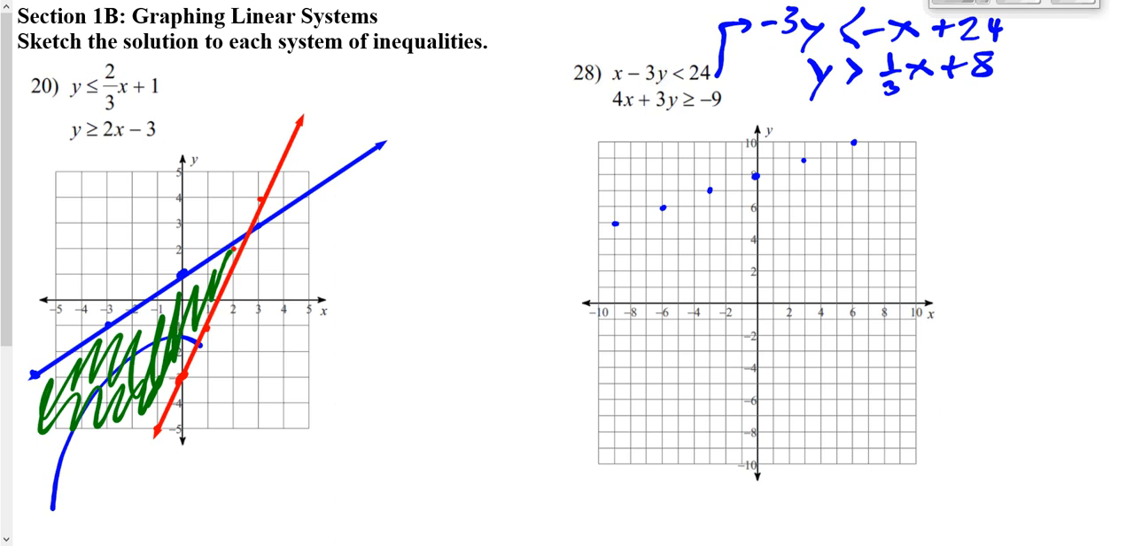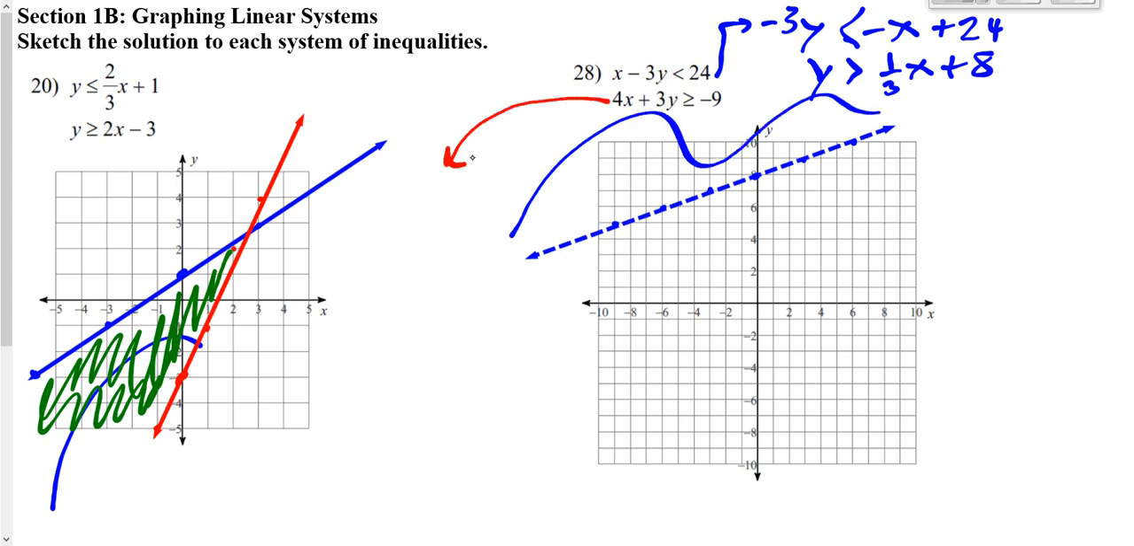Now, because it's not a greater than or equal to, it's only a greater than, you need to make sure it's a dotted line. Once y is on one side by itself, we want the y values, and remember y goes up and down, that are greater than our line that we just drew. So you're going to do a light shading above. And then we're going to go ahead and do our other one.